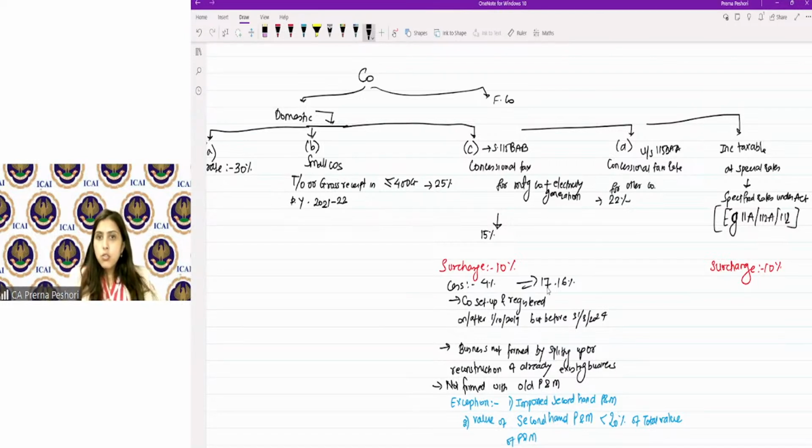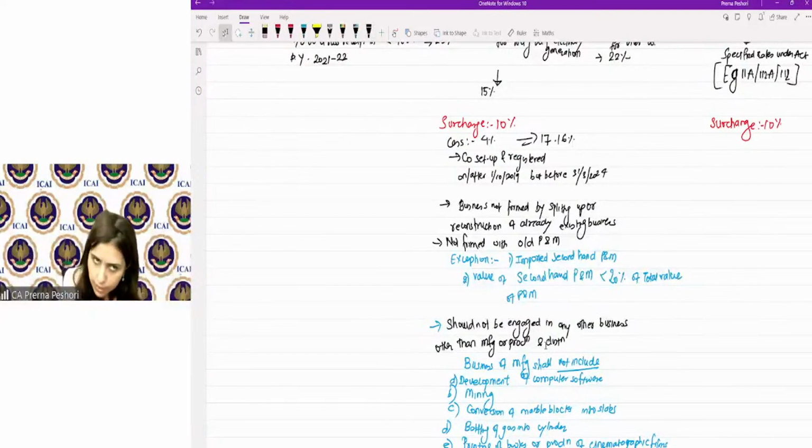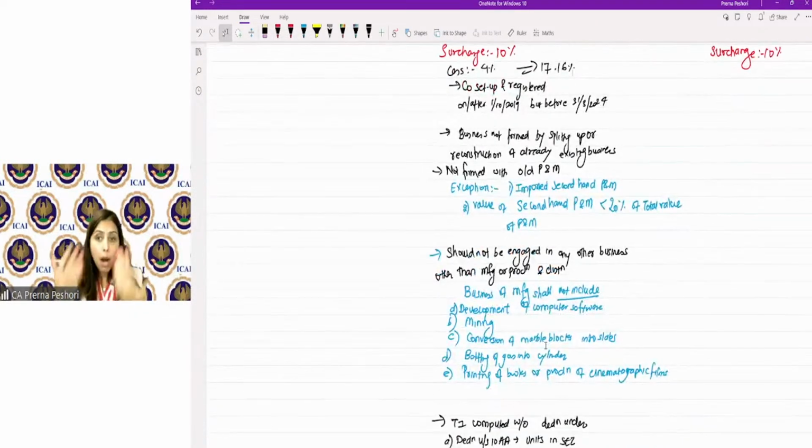The company should be registered and set up on or after 1/10/2019, but before 31st March 2024. The business should not be formed by splitting up or reconstruction. It should not be with old plant and machinery. Second-hand plant and machinery is allowed only if it is imported or its value is less than 20% of the total value of plant and machinery. It should be only in the business of manufacturing, production, and distribution. What is not manufacturing is mining, development of computer software, conversion of marble blocks into slabs, bottling of gas into cylinders, and printing of books or cinematographic film production.